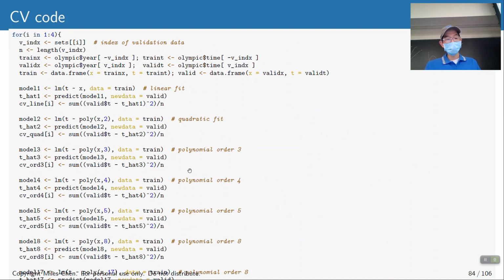And here we're doing a whole bunch of different fits, and so I've just shrunk the font, and you can see I've got poly 2, poly 3, poly 4, poly 5, poly 8, poly 17, and so on and so forth. But that's basically what I'm doing. And to each of these, I'm just adding my mean squared error to each of these cross-validation vectors to keep track of everything.